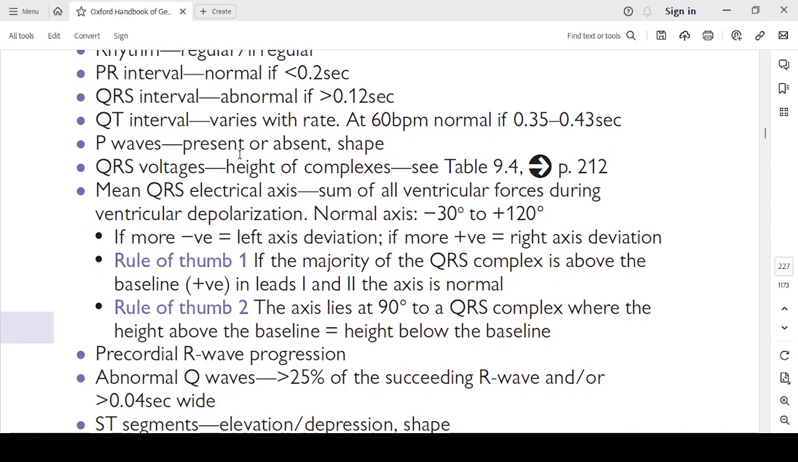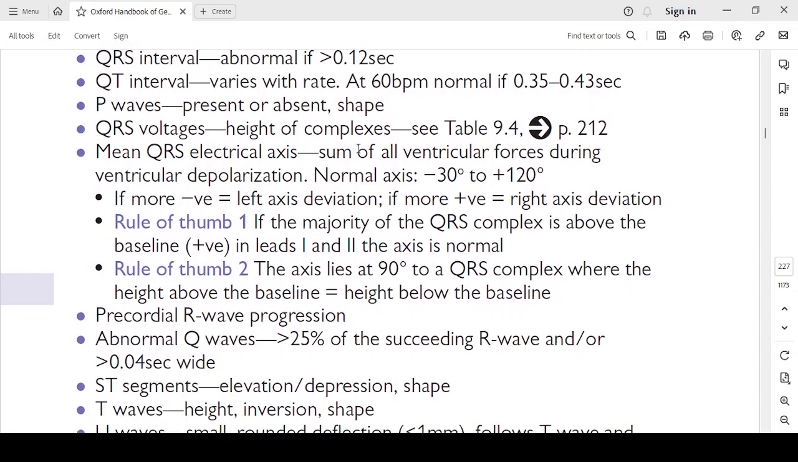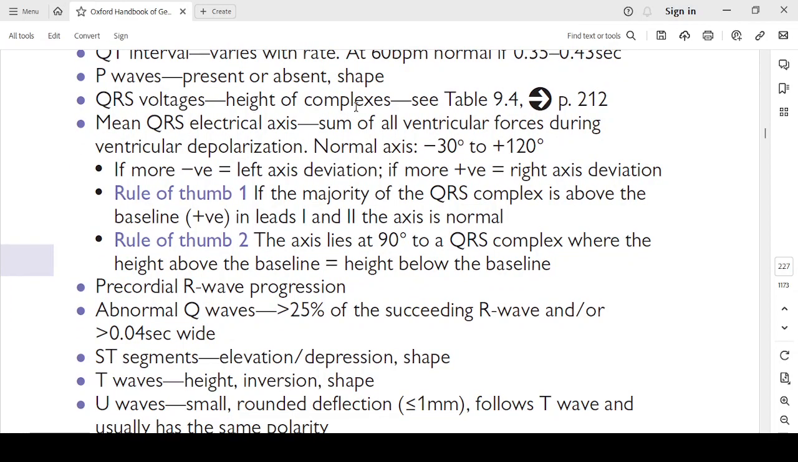QT interval varies with rate. At 60 bpm, normal is 0.35 to 0.43 seconds. P waves, either they are present or absent, and the shape. QRS voltages, height of the complexes. So we have a table to check that out.